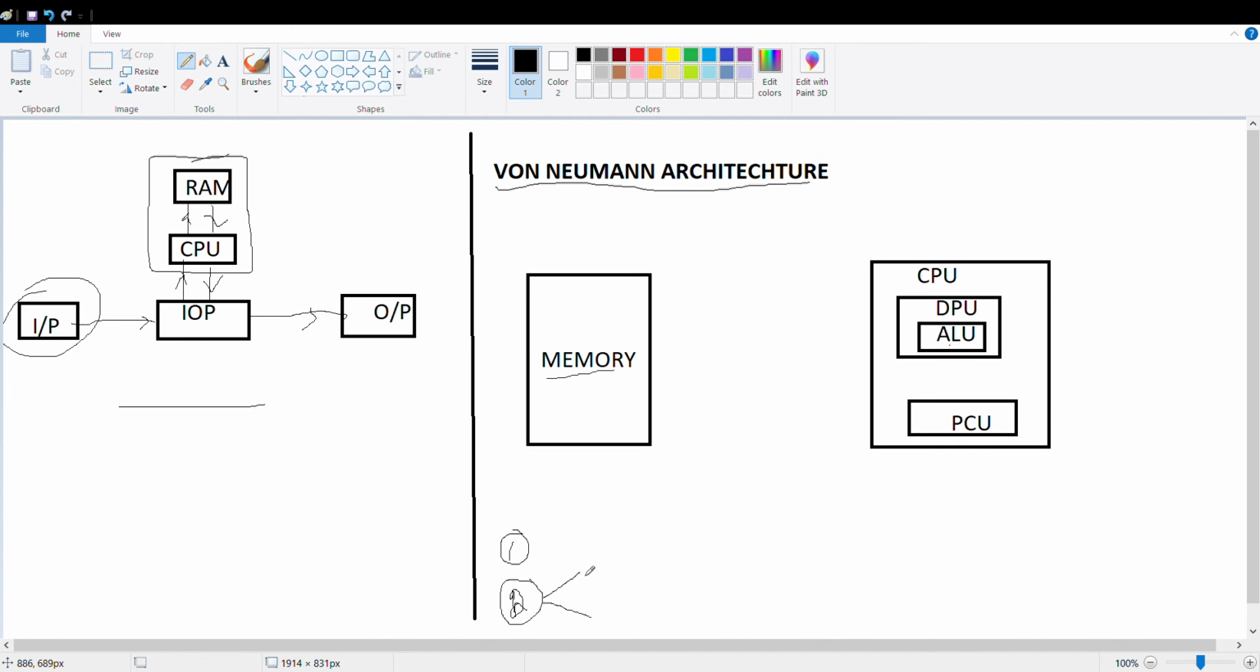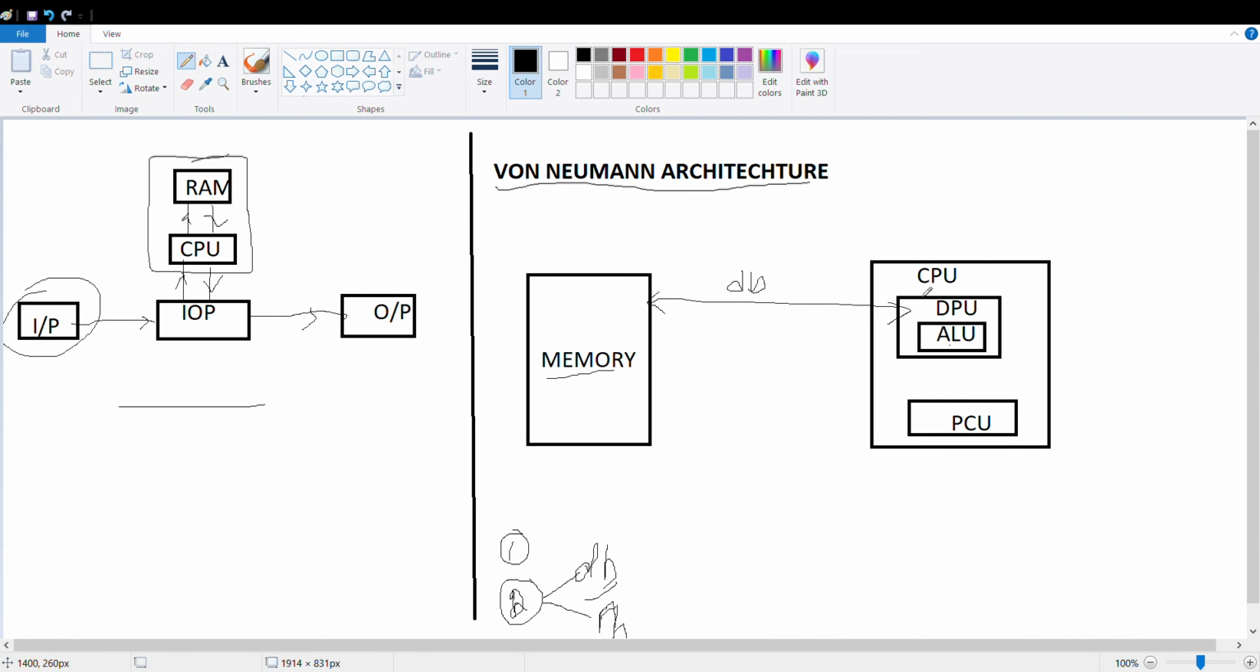First one is data bus. Let me write in shortcut, DB, which is data bus. And the second thing is address bus, AB, address bus. Okay, the memory and DPU will be having the data bus, DB, which is nothing but data bus.